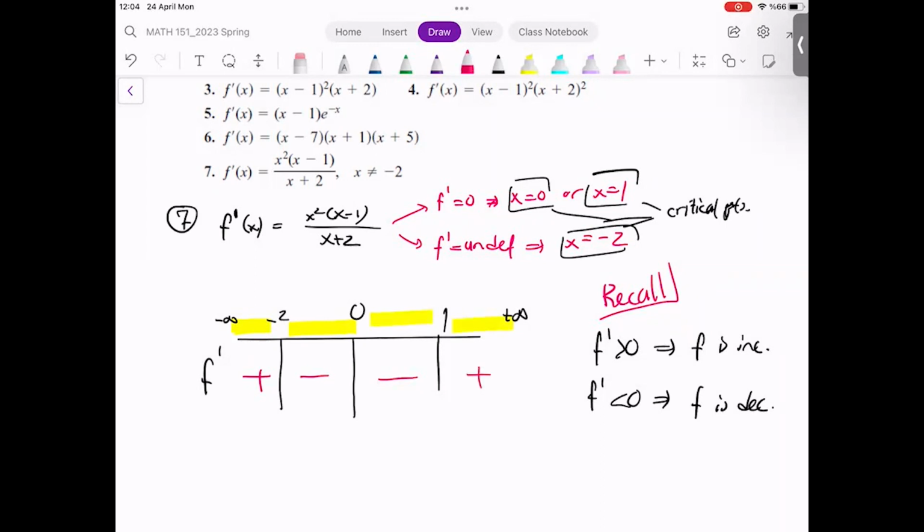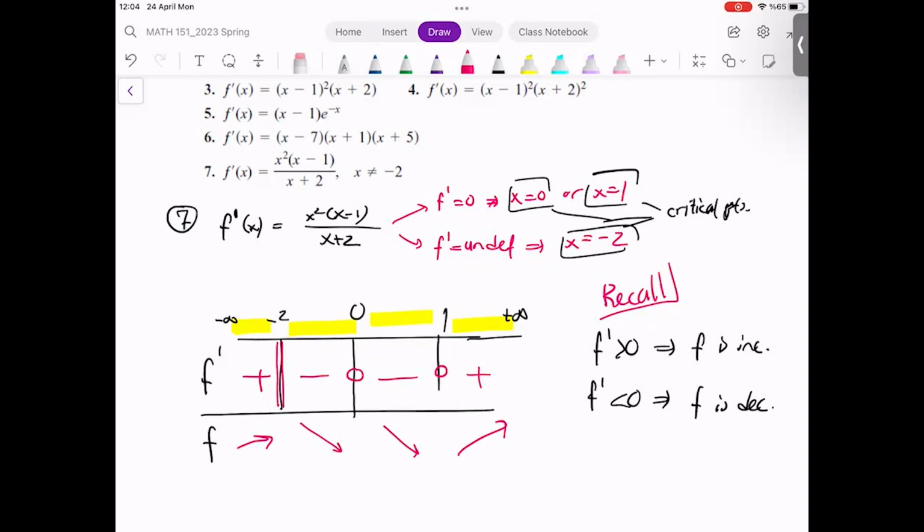You can insert details like at minus 2, first derivative function is undefined. Double line means undefined. At 0 and 1, it becomes 0. So we insert that information like this. And then now we are ready to find out the increasing, decreasing intervals. If first derivative is positive, original function is increasing, right? If first derivative is negative, decreasing. By just looking at these plus minus signs, we decide increasing, decreasing intervals like that.